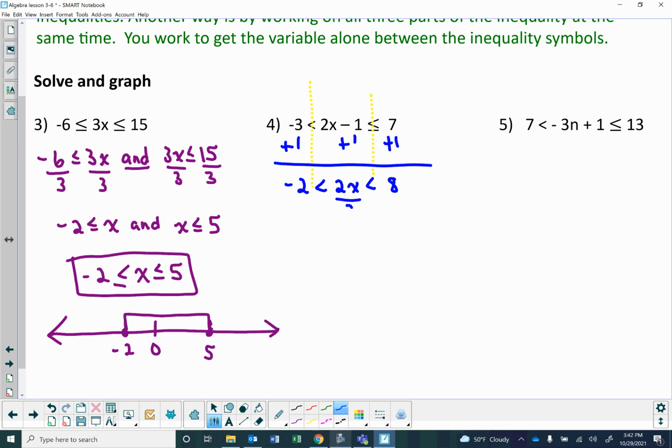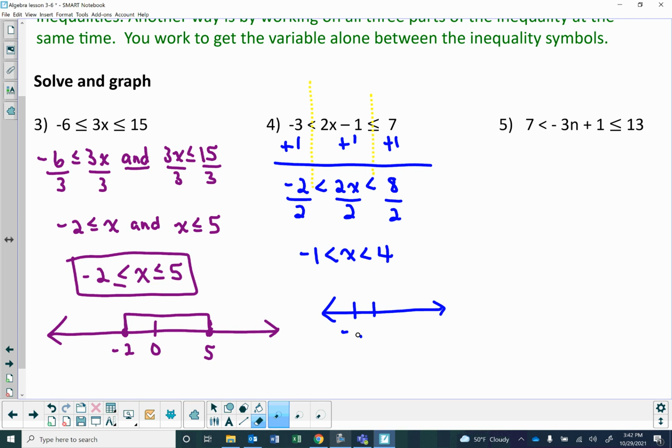So now I'll divide by 2 in the middle, divide by 2 on the right, divide by 2 on the left. So -2 divided by 2 is -1, is less than x, which is less than 4, which means x is literally between -1 and +4. Oops, -1, not -4. That's why we love erasers. Okay, so x is greater than -1, open circle at -1. X is less than 4, open circle at 4, line between the two.